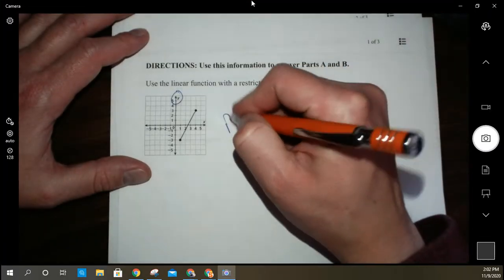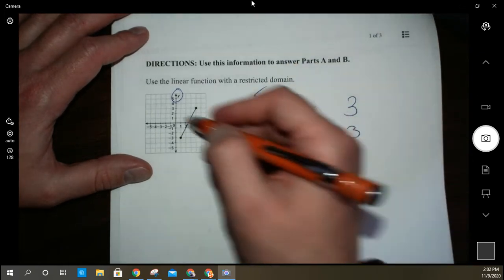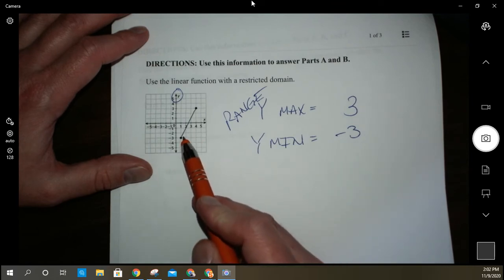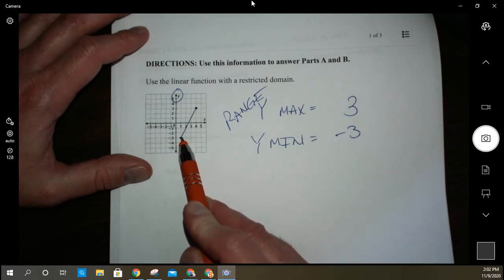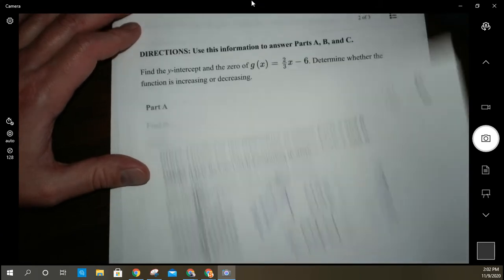So this would be our range, minimum and maximum values, where our x value could also be called the domain, and our x minimum value here is 1, and the maximum is 4. But anyhow, let's get into the next question.